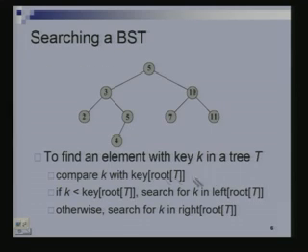So, that is what is being said here. To find an element with a key k in a tree T, you are given a key k. You will compare k with the key in the root. If k is less than the key in the root, then you will search for the key in the left subtree. Otherwise, you will search for k in the right subtree.